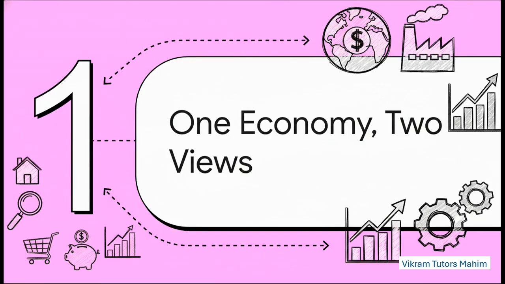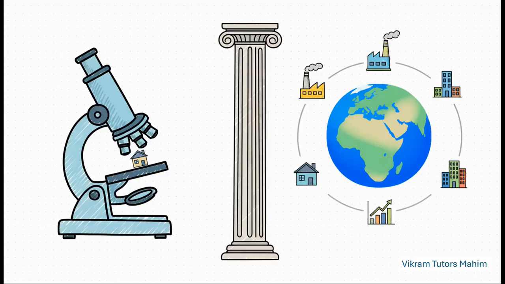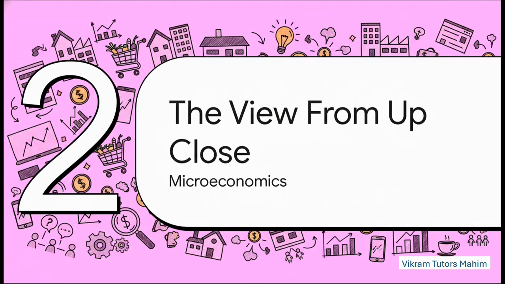So where on earth did those names come from? Well, the names themselves are a huge clue. They come straight from Greek. Mikros means small and makros means large. And here's a fun fact for you. These terms were actually coined way back in 1933 by a Norwegian economist named Ragnar Frisch. He really wanted to draw a clear line between studying the tiny individual parts and studying the whole system all at once. So let's grab that first lens, okay?